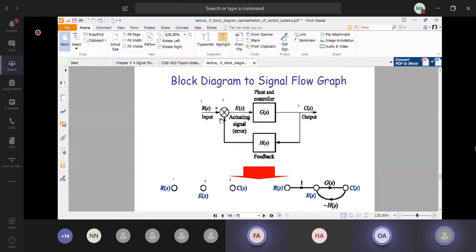If the sign here is negative feedback, that means it is a negative H. If the sign here is positive, that means it is positive H.